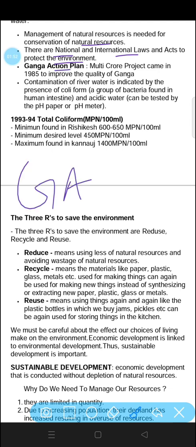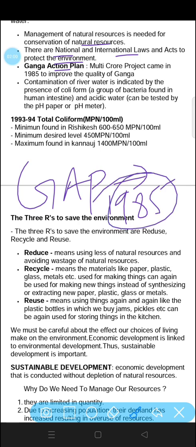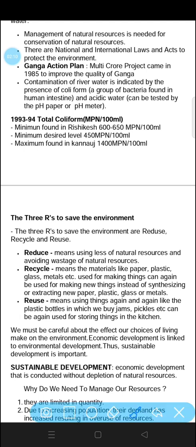Ganga Action Plan was a project which was launched by the Indian government in 1985. It was for improving the quality of Ganga river. As we know, Ganga has become the most polluted river of India. So a project has been launched for improving the quality of Ganga river.